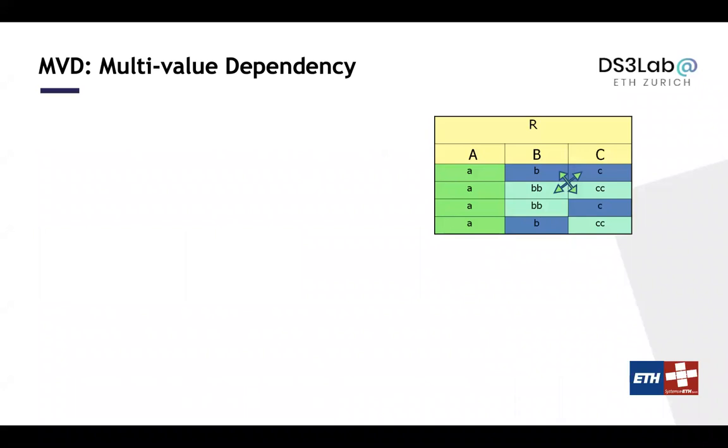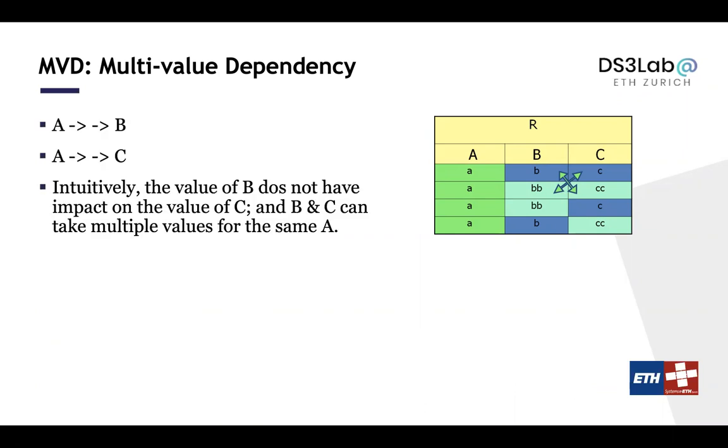And we also talk about another type of dependency beyond functional dependency called the multi-value dependency, which tries to capture this kind of conditional independence between 2 subsets of attributes. So if the value of B, conditioning on A, is independent of the value of C, then essentially you have a multi-value dependency from A to B, and a multi-value dependency from A to C.